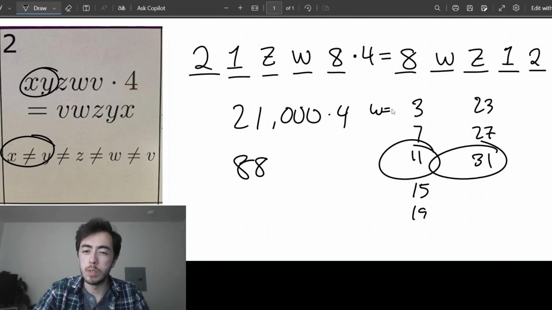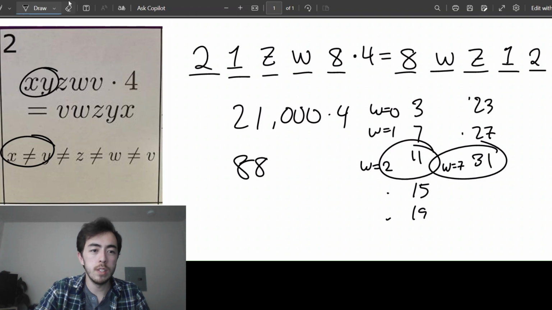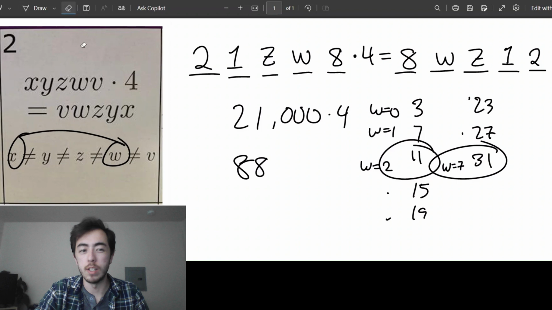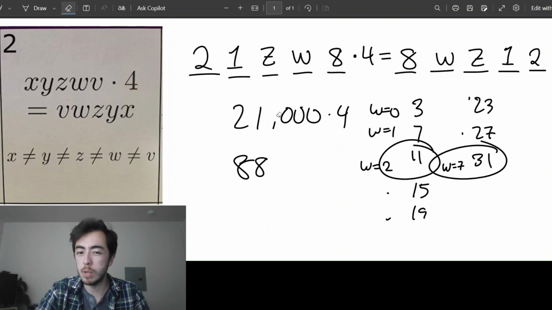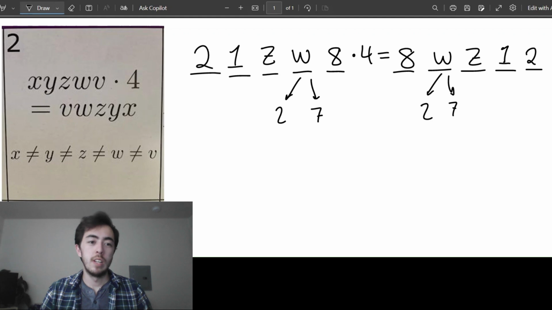This was when W was 0, W was 1. Here's when W is equal to 2. Then 3, 4, 5, 6, where W is equal to 7. Now, it doesn't necessarily say that X and W have to be different. Like, it probably means that, but I don't certainly read it that way. So maybe W could be 2, maybe W could be 7. And I'm thinking 2 is too small.